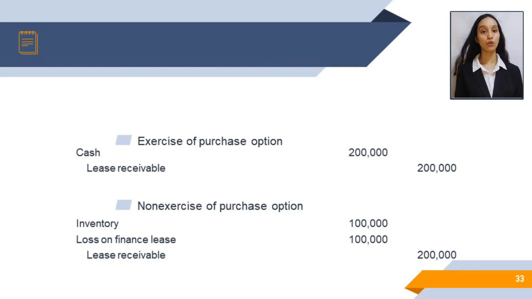So, doon nang galing yung loss on finance lease, yung 100,000. So, from the fair value na 200,000, naging 100,000 na lang sa December 31, 2024. So, that is why the lessor incur loss. That's the loss on finance lease. So to summarize, purchase option, it is reasonably certain. May possibility na bilhin, pero may possibility rin na hindi. So, kapag exercise, babayaran ng cash, and then lease receivable, credit.